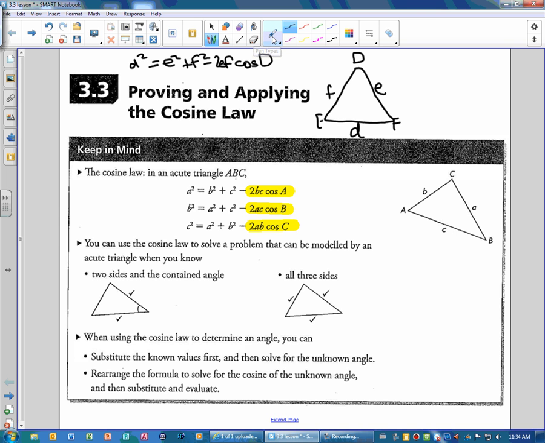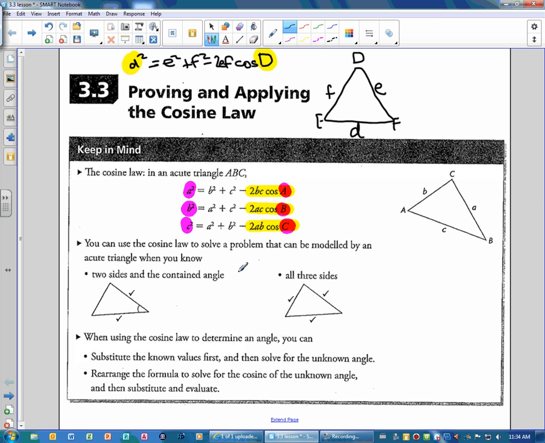So you always have this part and this part matching. Notice in my other questions, I had A here, I had A here. B was here, B was there, C and C. And then look, BC, BC, AC, AC, AB, AB. So it's always set up like that for the cosine law. So you manipulate the cosine law depending on what kind of triangle you have.